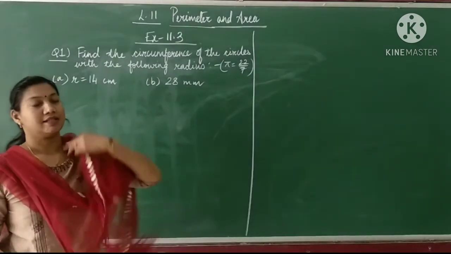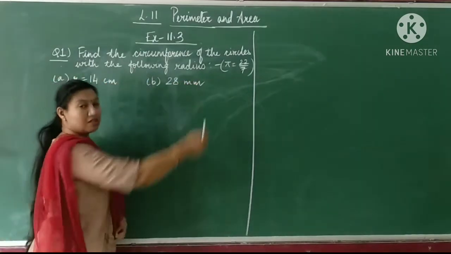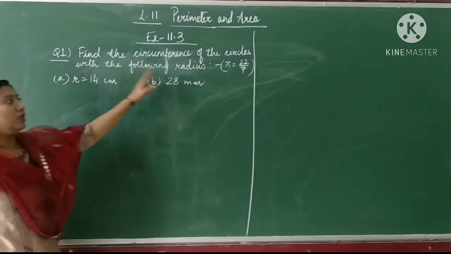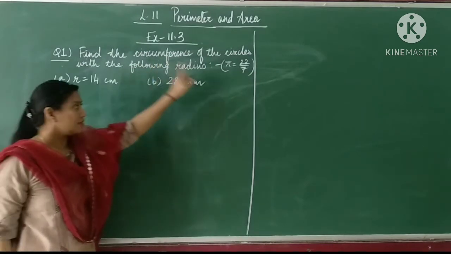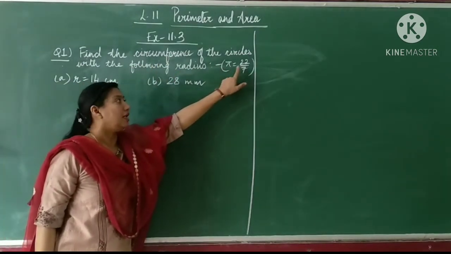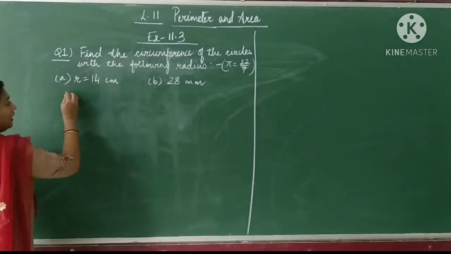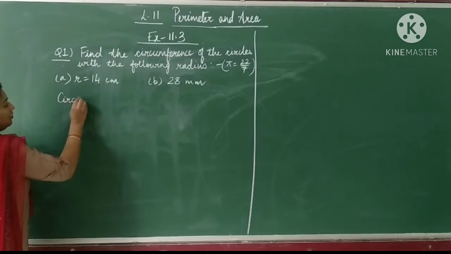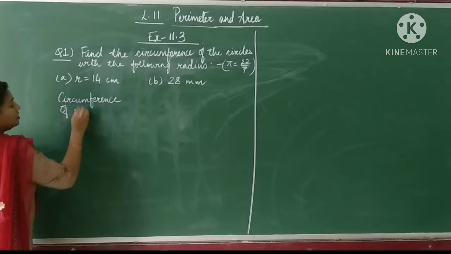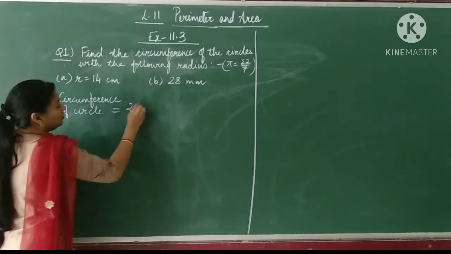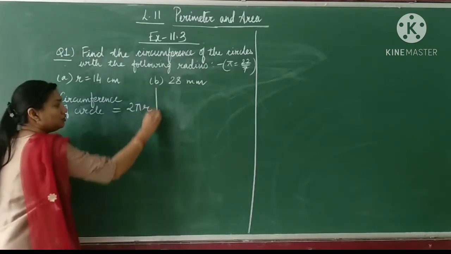Now we are going to start exercise 11.3. Question number 1. Find the circumference of the circles with the following radius. So radius is given to us, and we have to find the circumference. The value of pi is given, that we have to take 22/7. Now what is the formula for finding the circumference of a circle? Circumference of a circle is equal to 2 pi r. Here we will take the 2 pi r formula as radius is given to us.